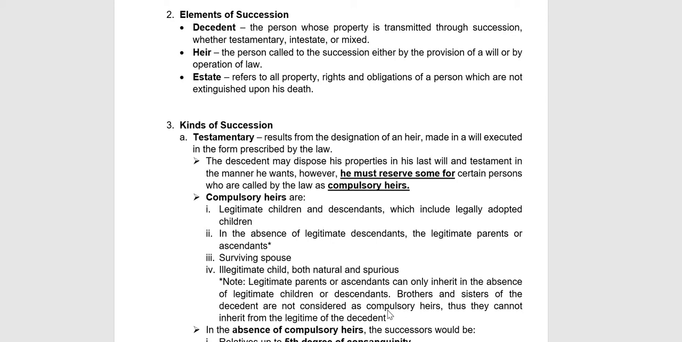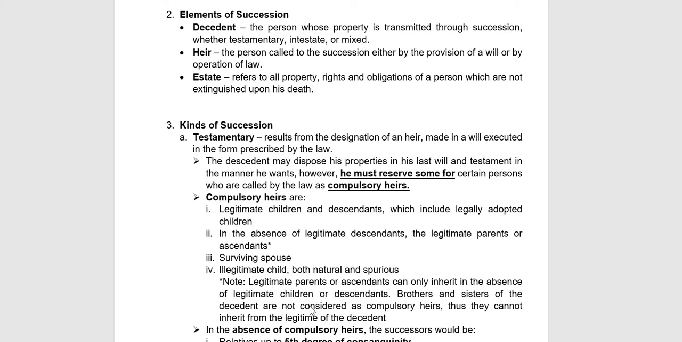So, brothers and sisters of the decedent are not considered compulsory heirs, thus they cannot inherit from the legitime. So, take note that it is from the legitime only. No? Because the legitime is the portion of the estate that belongs to the compulsory heirs. No? However, we do have the free portion. So, a parent, if there are legitimate children, the brothers and sisters, or anyone can receive from the free portion. No, there is only the legitime, or only a portion of the estate that should be reserved for those compulsory heirs.